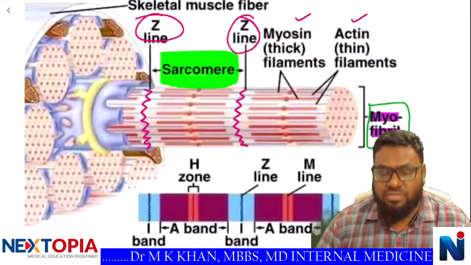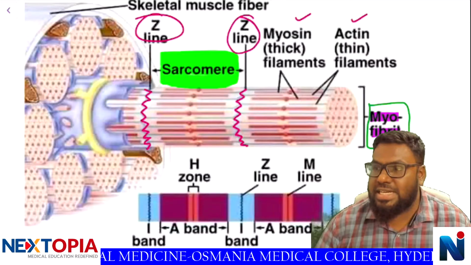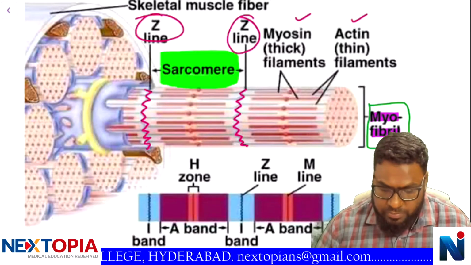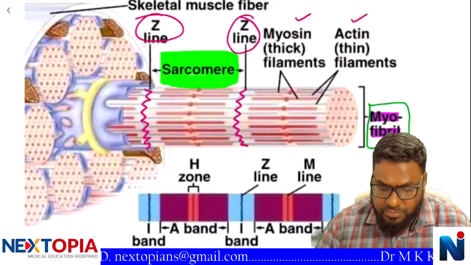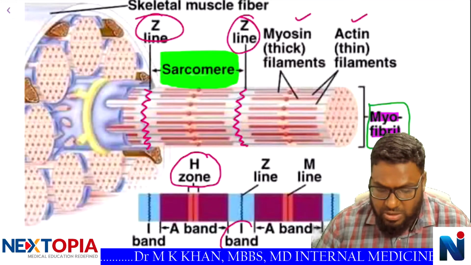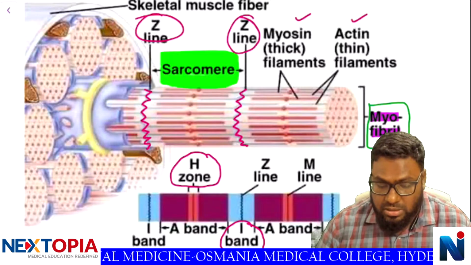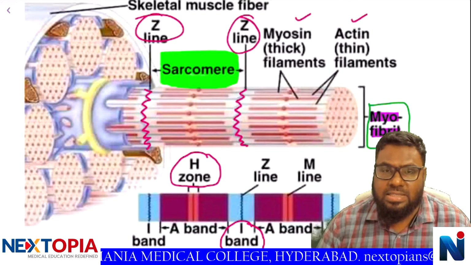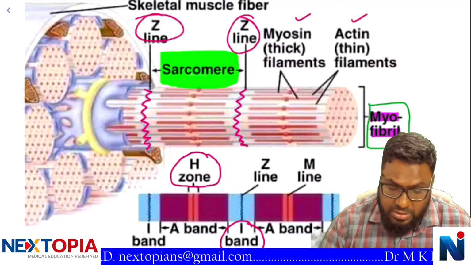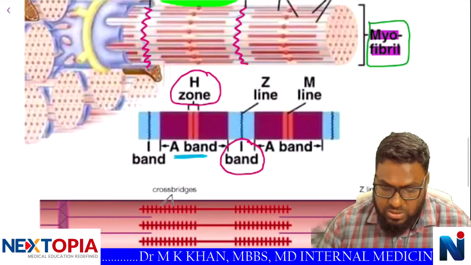Do the lengths of these zones and bands present on your screen change or not? The H zone and the I band actually change. They get shortened with muscle contraction. But the surprising fact here, the beauty of this excitation contraction coupling, is that with contraction there is no change in the length of the A band. The A band does not change.